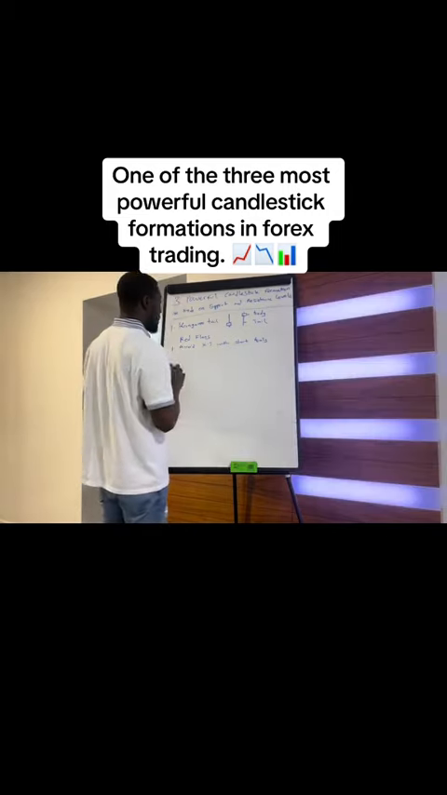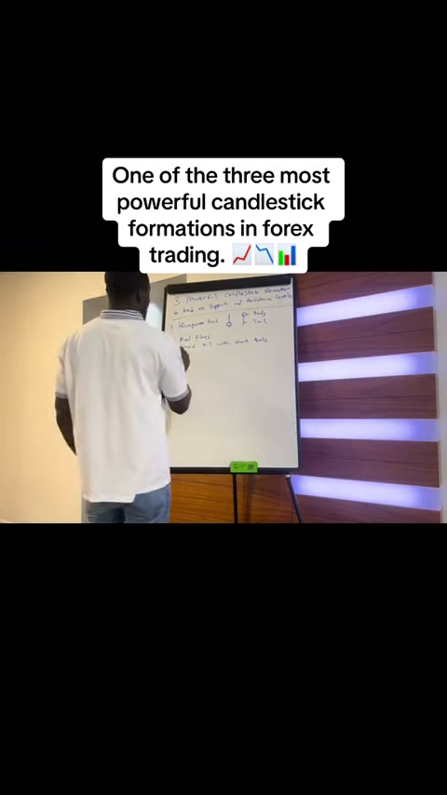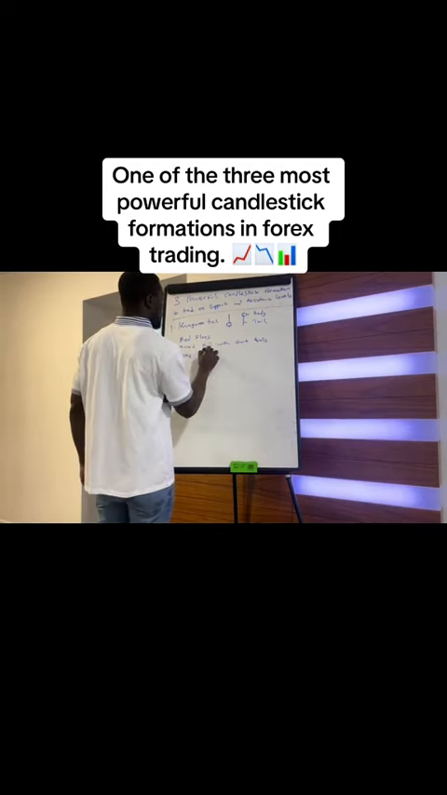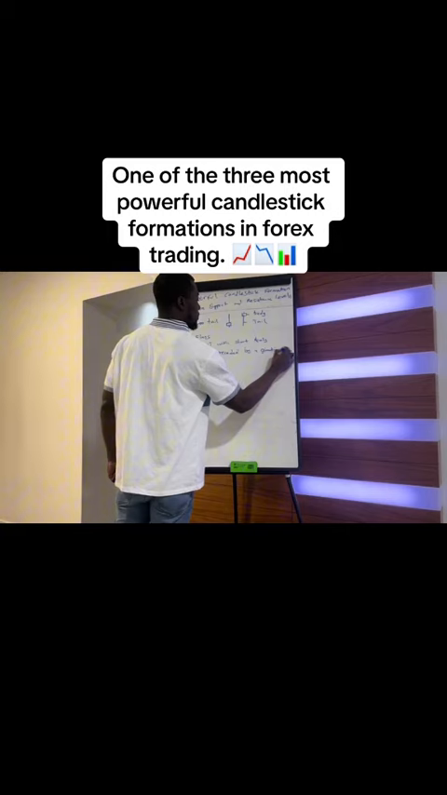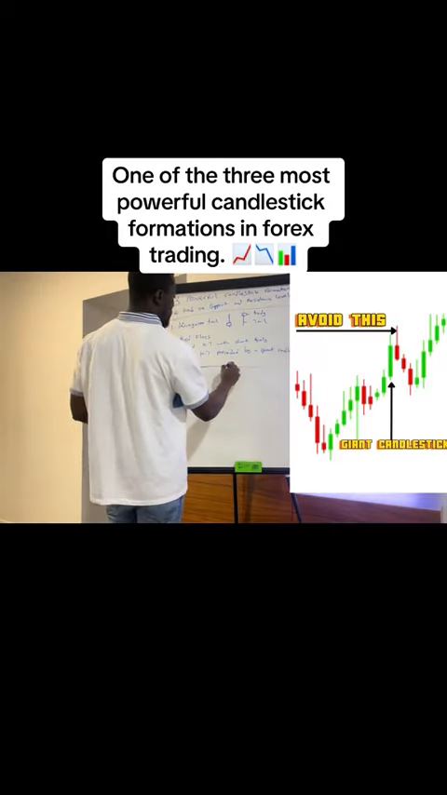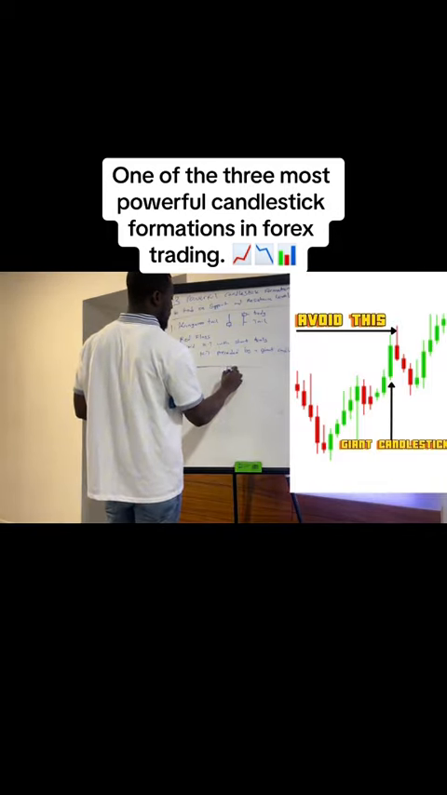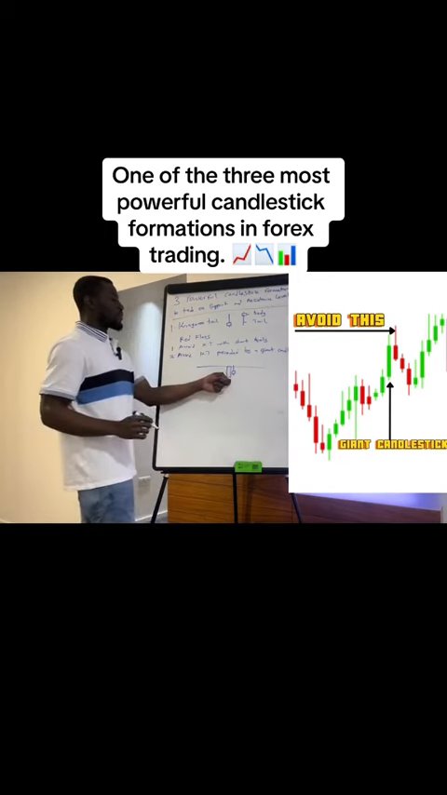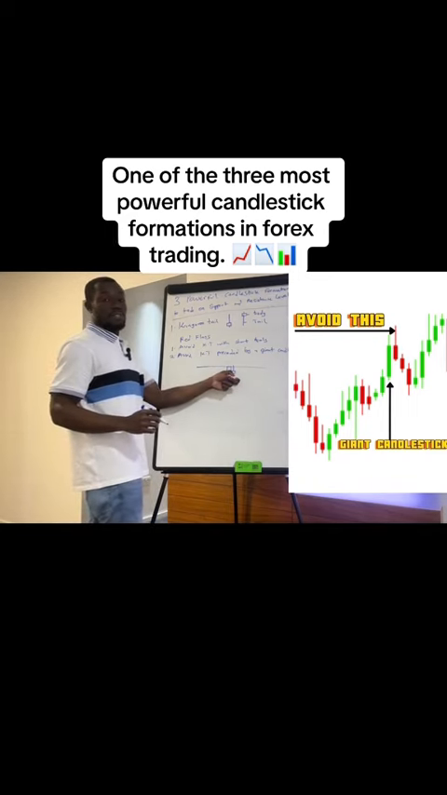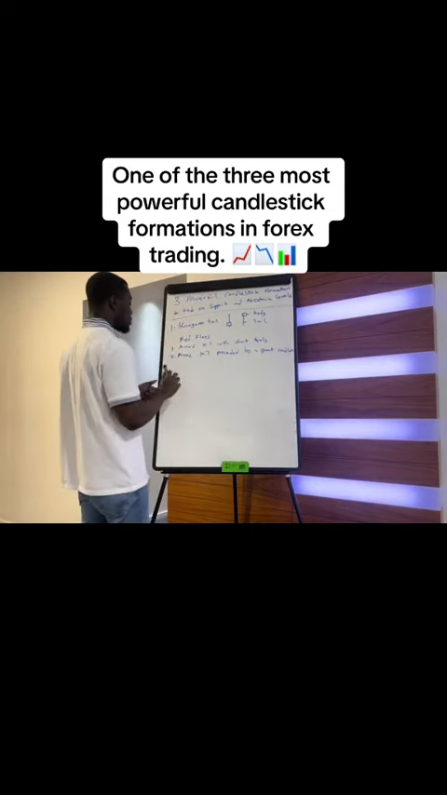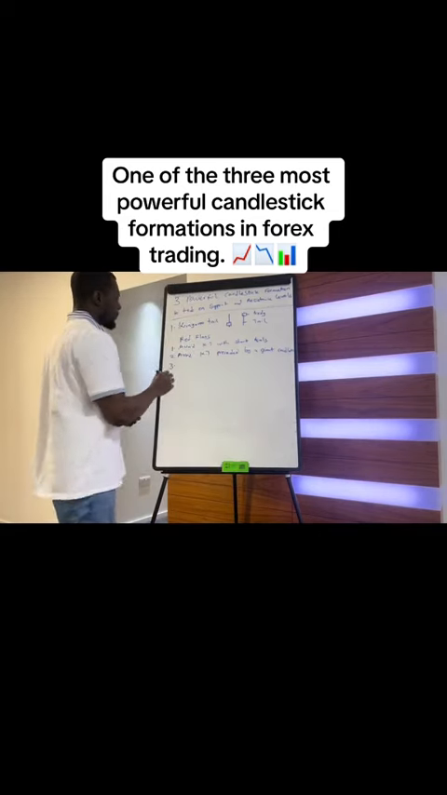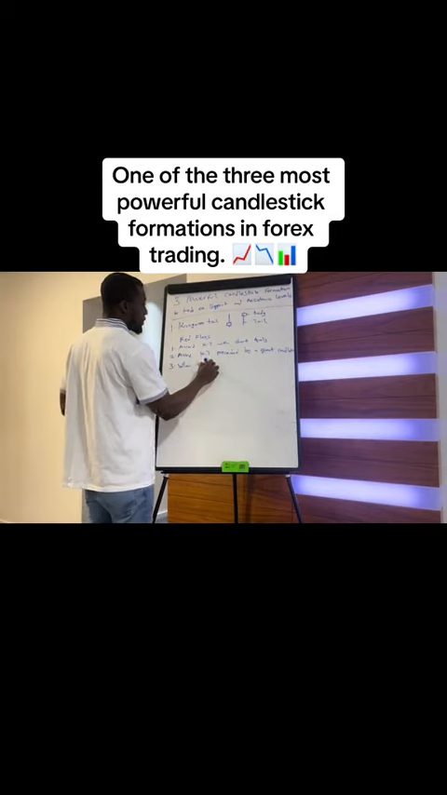So the second red flag that you should look out for is to avoid a kangaroo tail preceded by a giant candlestick. Okay, so assuming you see a bullish candle like this, and then a kangaroo tail forms after it. You see, because the bullish candle is bigger than the kangaroo tail, it's telling us that the market might go up again.